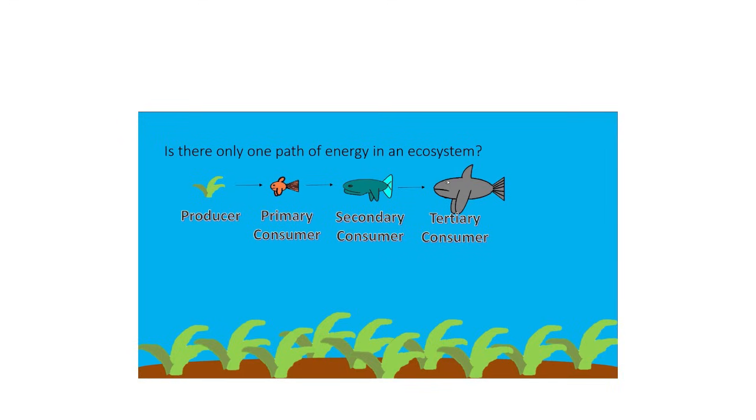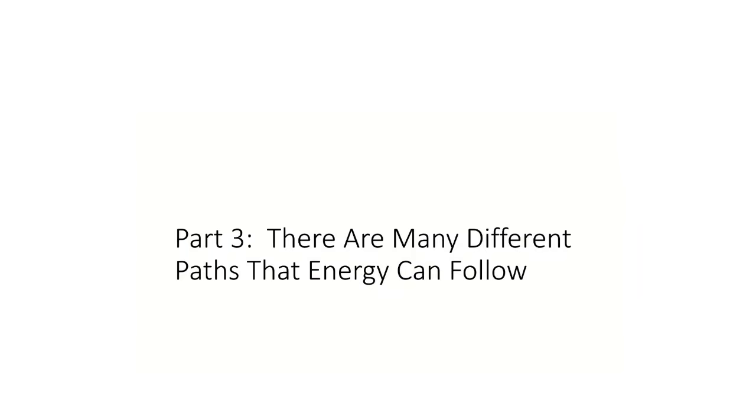As we go through ecosystems, are we only going to find one food chain? And the answer to that is, of course, no. Organisms will eat whatever they can to consume energy and stay alive. So that's the end of part two.